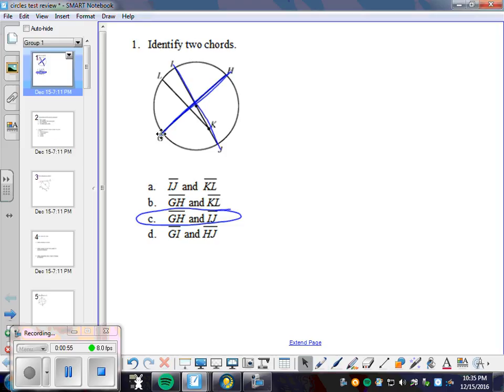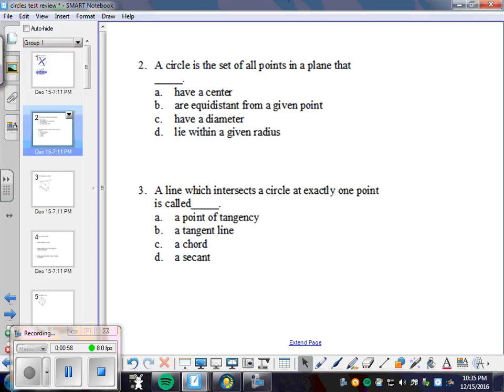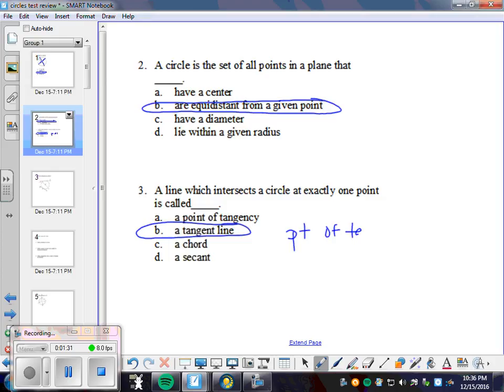All right, number 2. A circle is a set of all points in a plane that are equidistant from a given point. Equidistant means the same distance from a given point. Okay, number 3. A line which intersects a circle at exactly one point is called a tangent line. And where that intersects is called the point of tangency, remember, where it intersects.